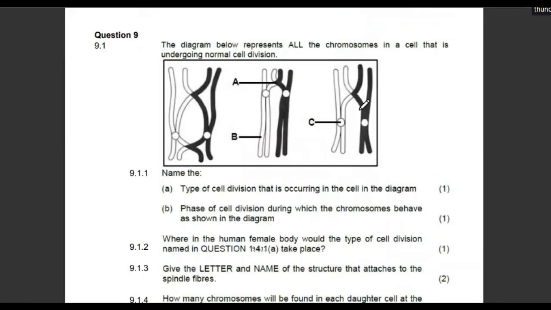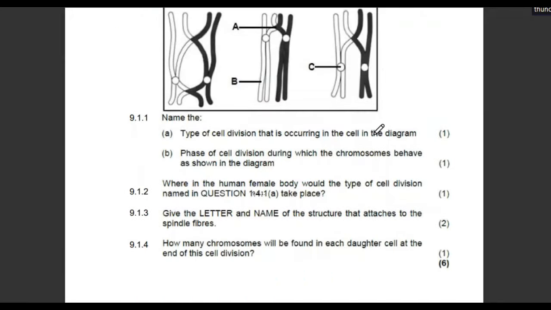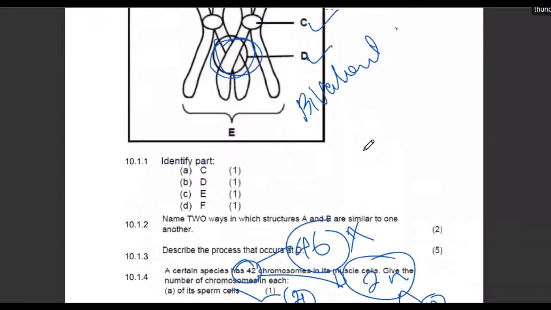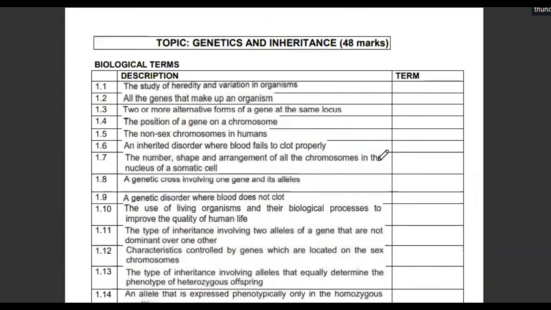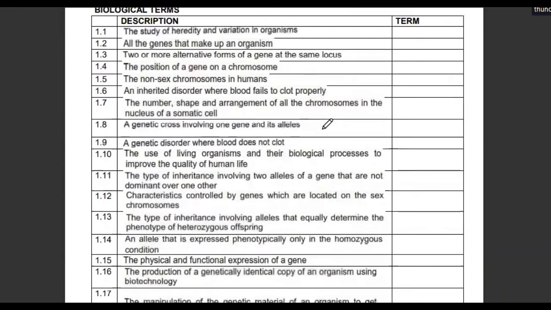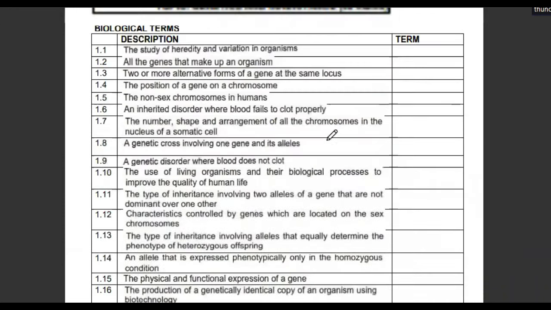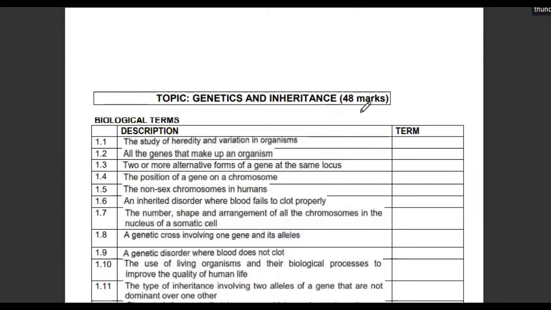Crossing over took place. They can ask you to draw the diagram after crossing over. So students, please don't lose marks. Don't lose hope. You will make it. I'm going to come back for genetics and inheritance. And then after that, I will go to human evolution.